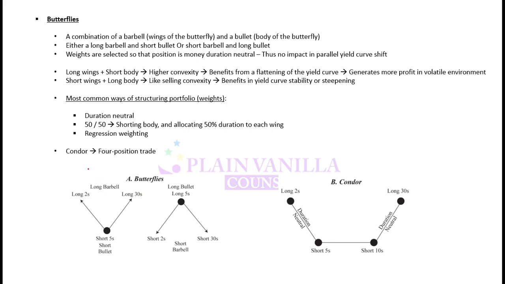Now within butterflies, you can have different structures. You can have a structure with long wings and short body. What does it mean? Your exposure to the barbell, these are the wings, is higher, but your exposure to the body, that is the bullet, is lower. Or you can have short wings and long body. That means exposure here is lower and exposure here is higher.